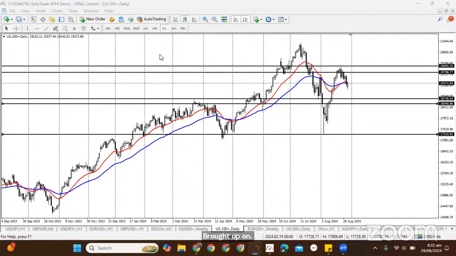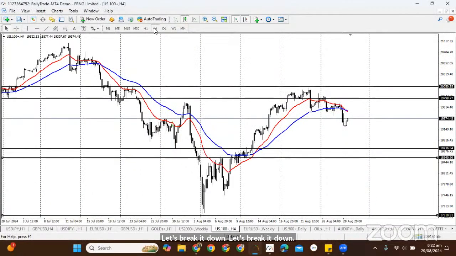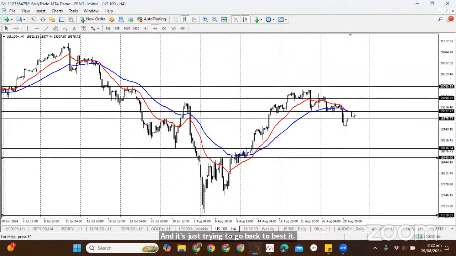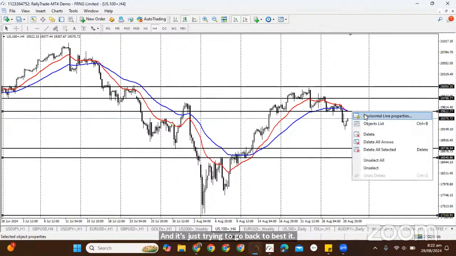So let's break it down. H4. Now, H4 is looking like price is below the two moving averages and it's just trying to go back to test it. It's somewhere around here. All right, let me change this.